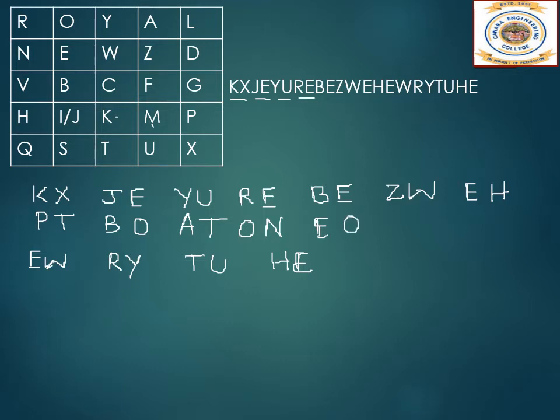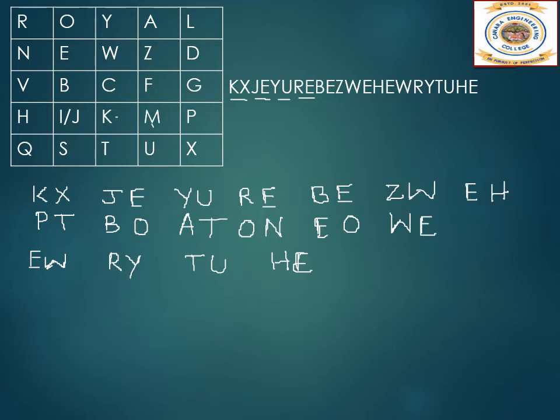For Z and W. Where is Z? Z is here, and W. Now this is in the same row. As in the column process, the row also has to follow the same rule. For Z, I have to go one step backwards in the same row, that is W. And for W, again one step backward, that is E.